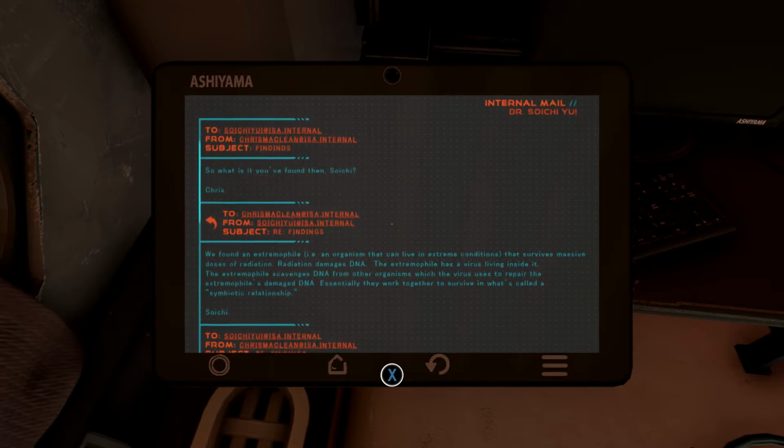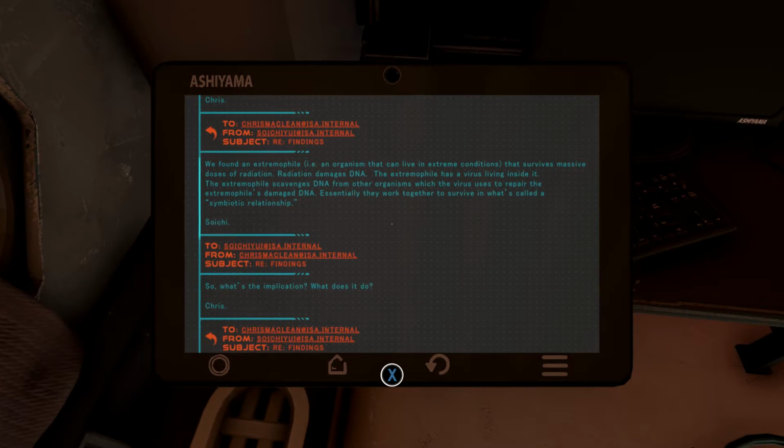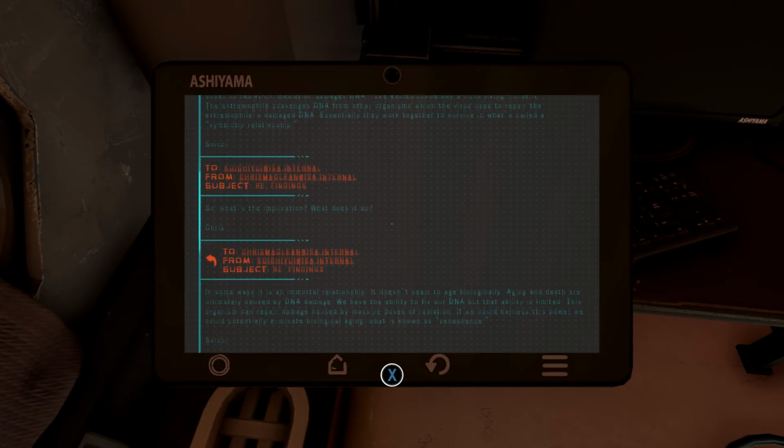So what is it you found, Sochi? We found an extremophile, an organism that can live within extreme conditions. Well, extremophile means loves extreme conditions. That survives massive doses of radiation. Radiation damages DNA. The extremophile is a virus living inside it. The extremophile scavenges DNA from other organisms, which the virus uses to repair its own DNA. Essentially, they work together to survive in what's called a symbiotic relationship.